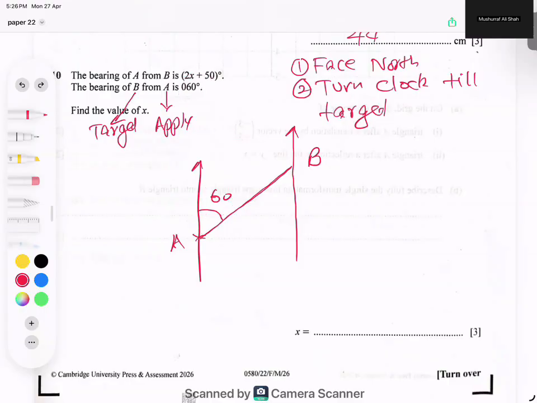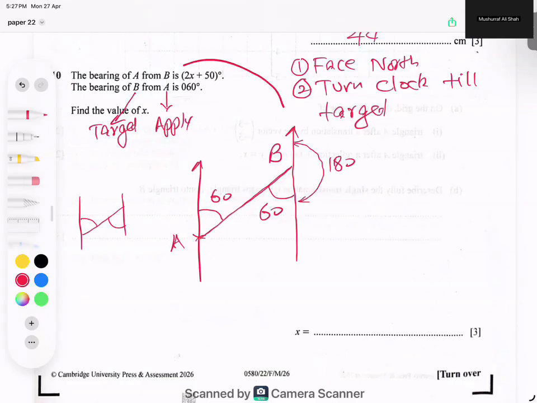Okay. If this is 60, students, what about this 60 also? Alternate angles. Whenever two lines are parallel and a line cuts them, this and this are equal to each other. Okay, now students, you know it very well. This I bring it here. So this angle on a straight line is how much? 180 degree.